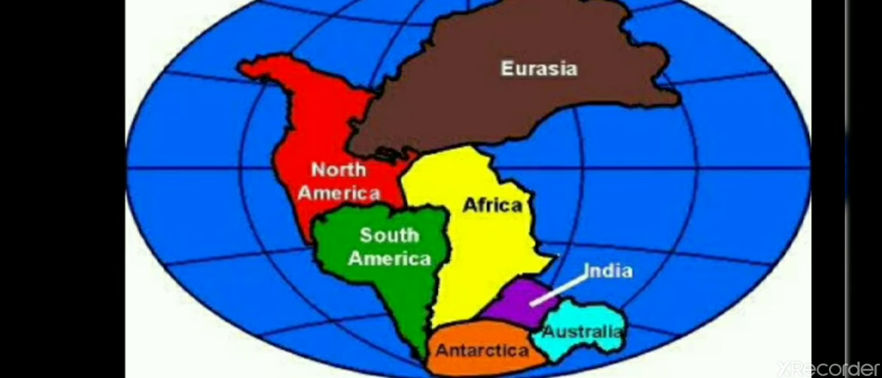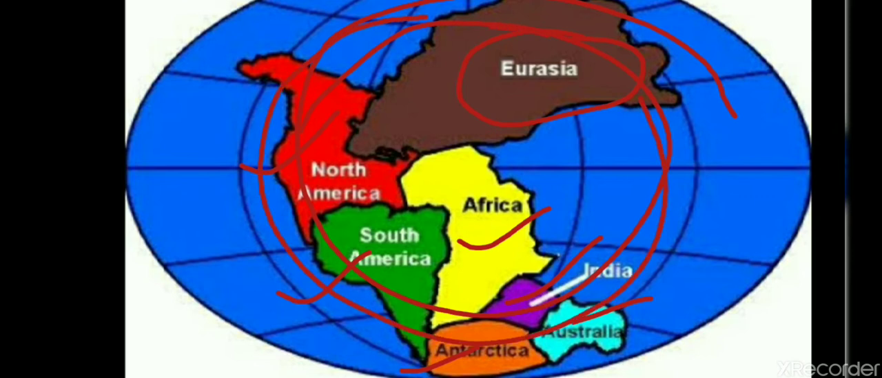As you can see here, the Eurasian plate is here, in which Asia and Europe were included. North America is here, South America, Africa, India, Australia, Antarctica. All the 7 continents were part of a single landmass, and because of that it was called a supercontinent.